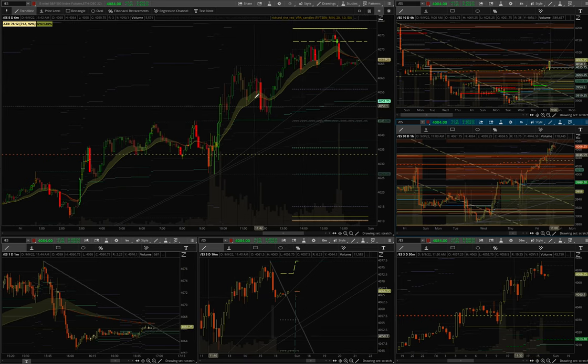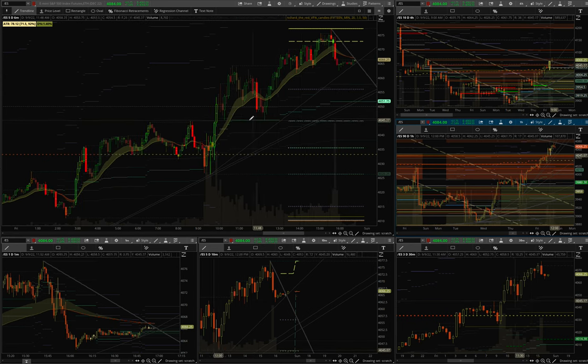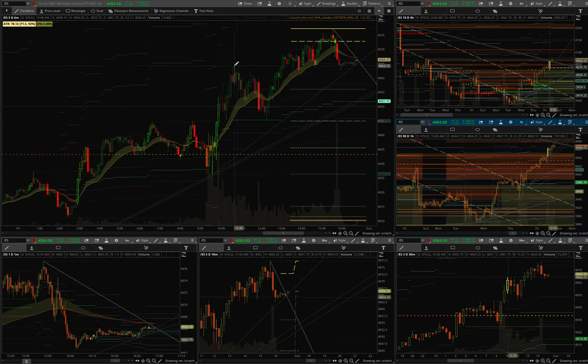It's the same with the opening range. When price came down to the opening range, this line right here is a 50% retracement of the recent peak to trough action. So here's the peak, here's the trough. So when the day first started, it dropped to here.